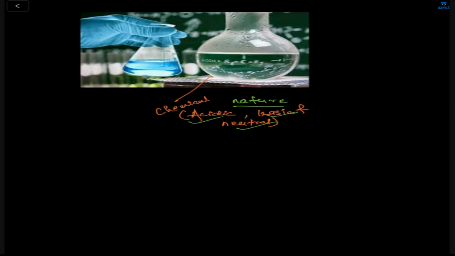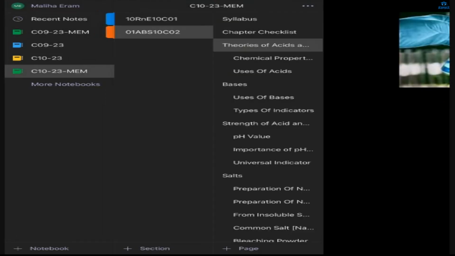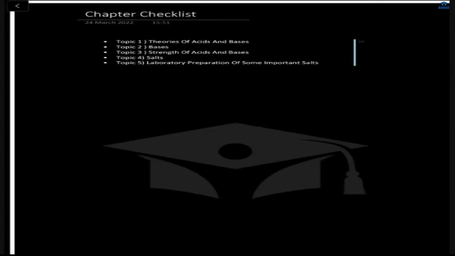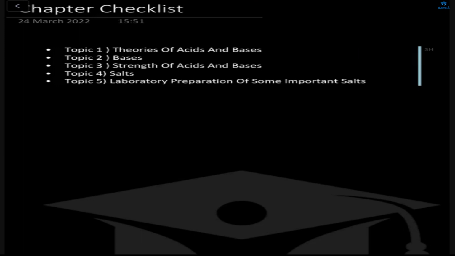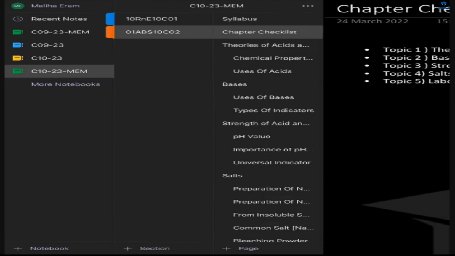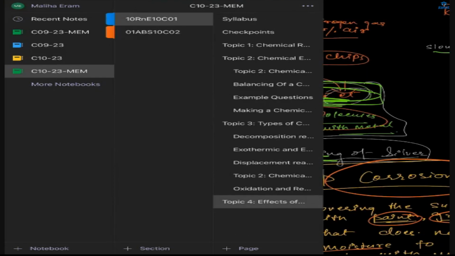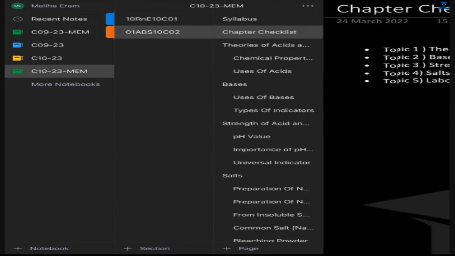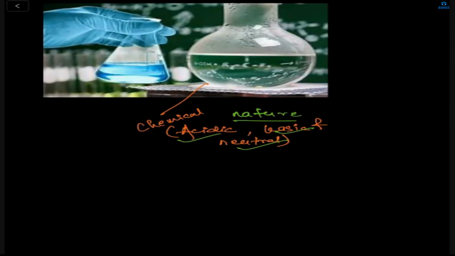Acids and bases. So this is the second unit of the 10th class, acids and bases. The first topic is the theories of acids and bases. Second is the strength of acids and bases, salts, and the laboratory preparation. Okay, Shazan? First, we already did chemical reactions and equations, and this is acids, bases, and salts.